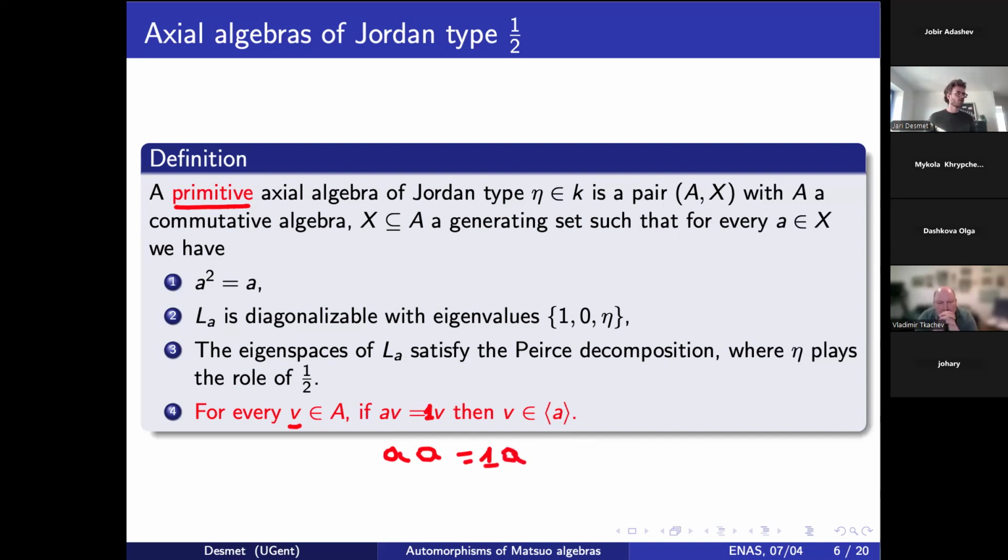A similar kind of notion of primitivity happens in the Jordan context as well, where primitivity means that you cannot write A as the sum of two other orthogonal idempotents. But in some sense, the primitivity condition we require here, so this A times V implies that V is equal to A up to a scalar, is much stronger, or well, at least stronger than requiring that it does not have an orthogonal decomposition.